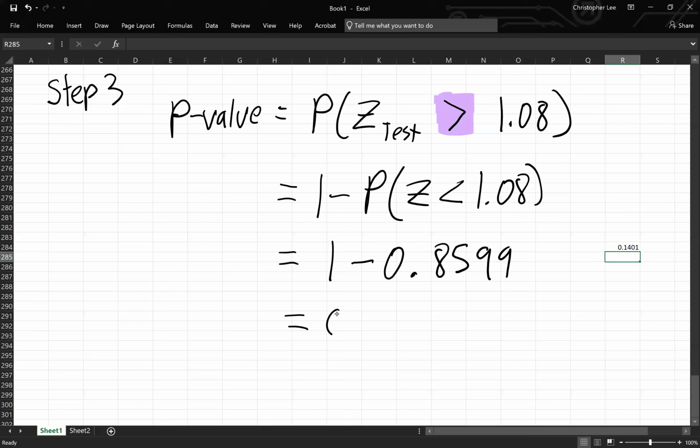0.1401. That's your p-value. 1 minus 0.8599. Just type it in the calculator and you'll see it.